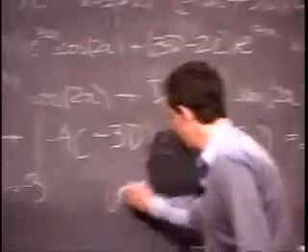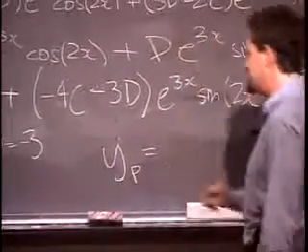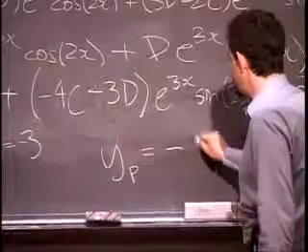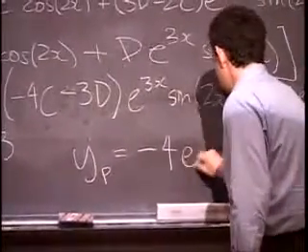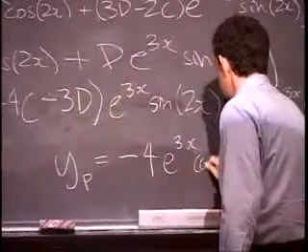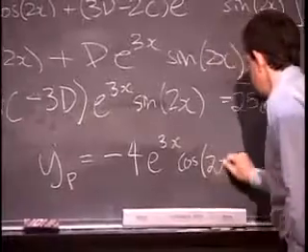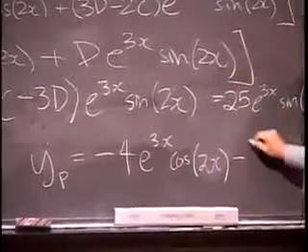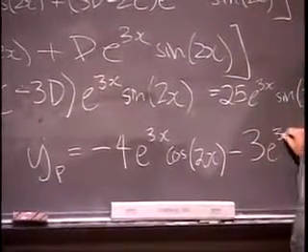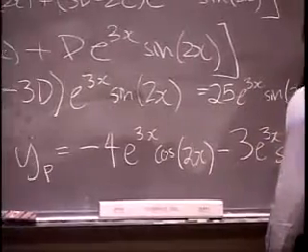So we finally found the particular solution. Yp is equal to minus 4 e to the 3x cosine 2x, minus 3 e to the 3x sine 2x.